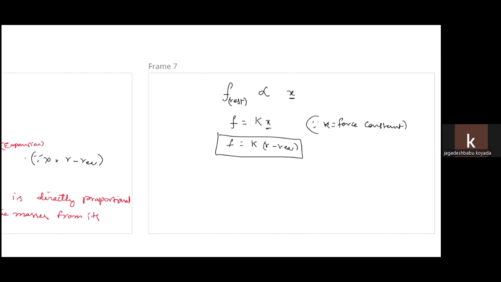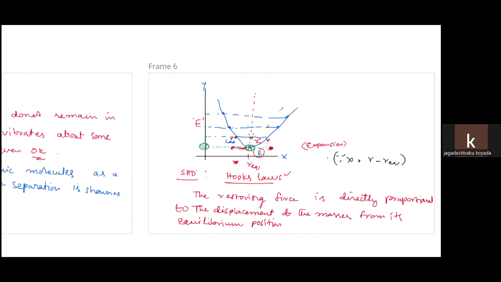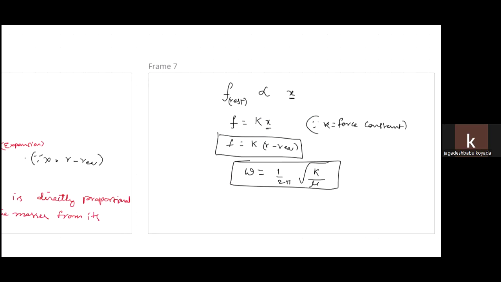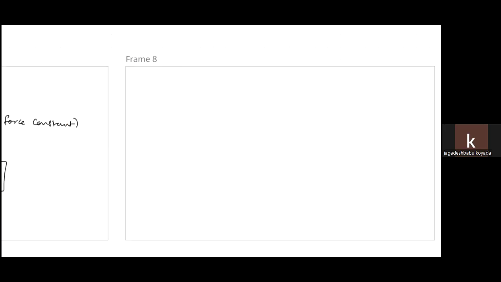So the harmonic oscillator has some frequency that is shown as omega is equal to 1 by 2 pi under root k by mu. This is the frequency value. These are the vibrational energy levels I can show here. So this is the graph.